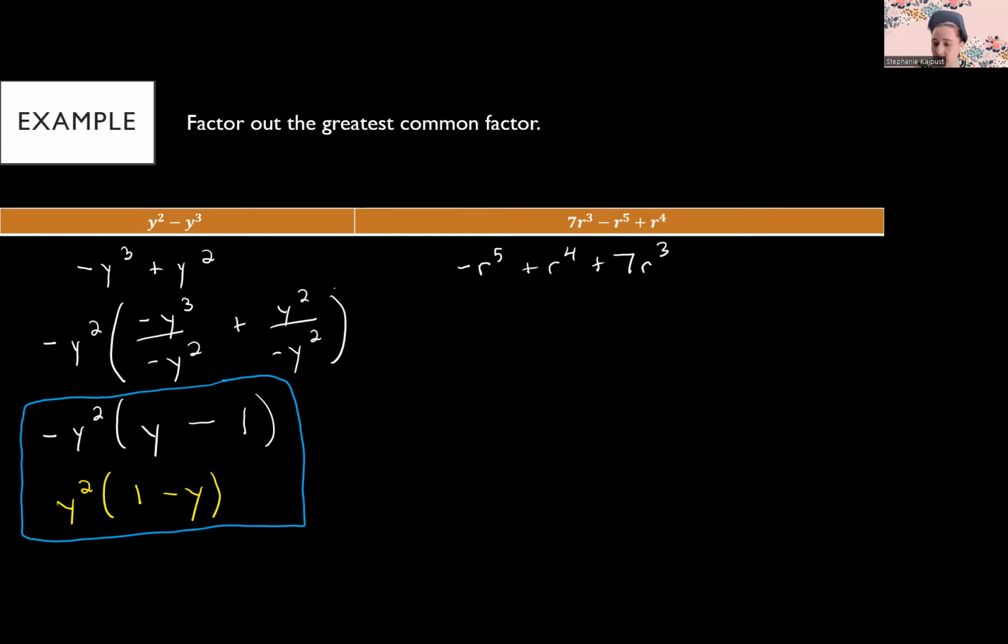So again, we have a negative in front. So we're going to factor out a negative. And then out of the r's, the smallest exponent is 3. So I can't factor out a number because only one of these has a number, which is 7. And I could only factor out a 1 out of all these for the numbers. So we're going to have a negative r cubed. So I'm going to divide each of these by negative r cubed when I write my factoring. So I have negative r to the fifth divided by negative r cubed plus r to the fourth divided by negative r cubed plus 7r cubed divided by negative r cubed.